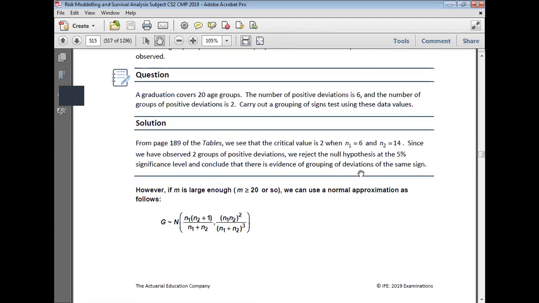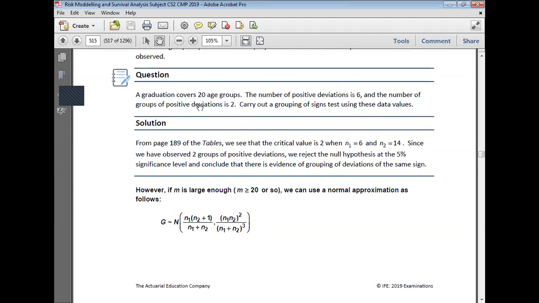And now let us have a look at this particular example here. Here again, you do not always have to carry out the test. You can sometimes just have a look at the number of deviations that you have and compare that with the critical value. So if the number of groups of positive deviations that you have, which is G, is less than or equal to the critical value, then you can easily reject the null hypothesis. So this is another way that you can, in short, do these particular calculations.